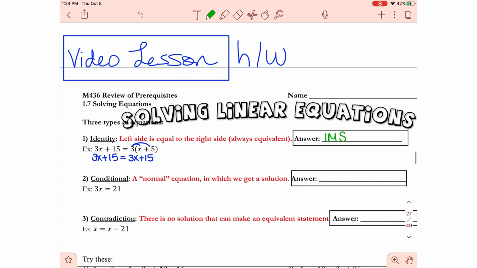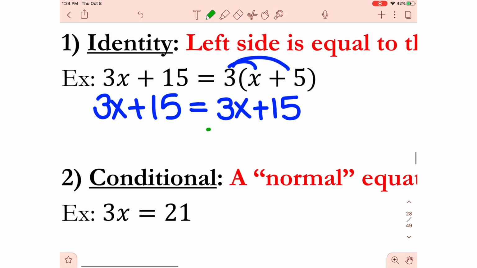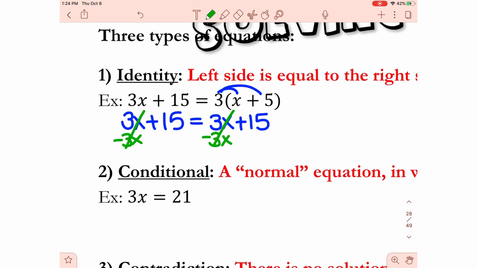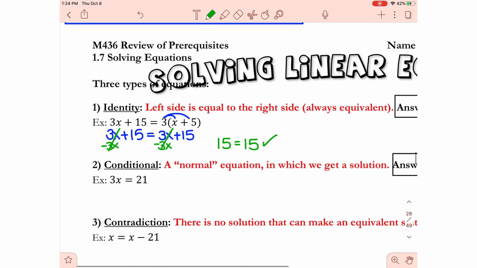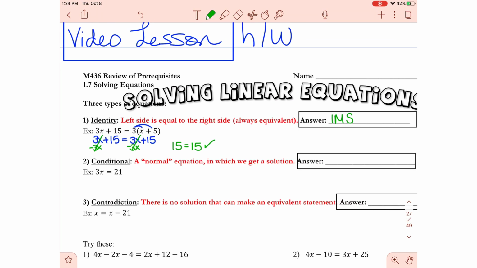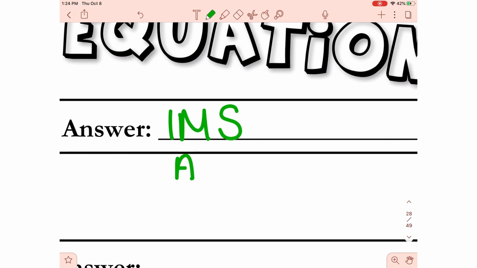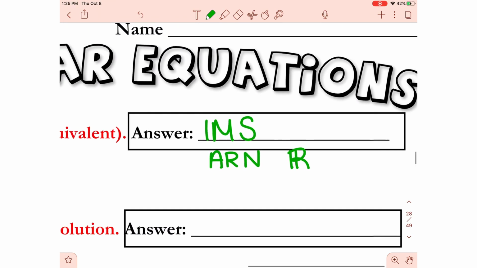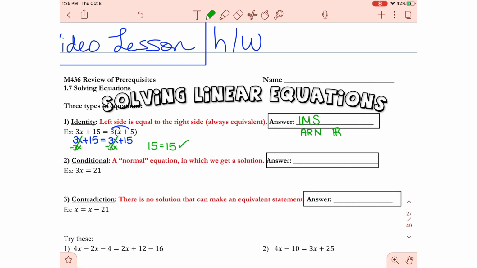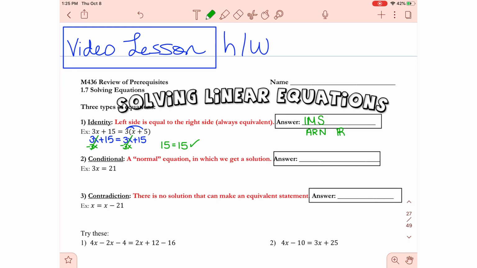If you don't recognize that the left side is equal to the right side, you could keep going, right? You could try to solve the equation, but what you're going to find is that the variables cancel out on the left and on the right. What you're left with is 15 equals 15, which is a true statement. So if all of the variables drop out and you get a true statement, the answer is going to be infinitely many solutions. Some teachers call this all real numbers, or they use a fancy R, which stands for the set of all real numbers. All of those are acceptable answers. I prefer IMS for infinitely many solutions.